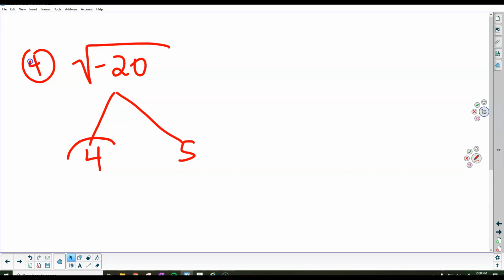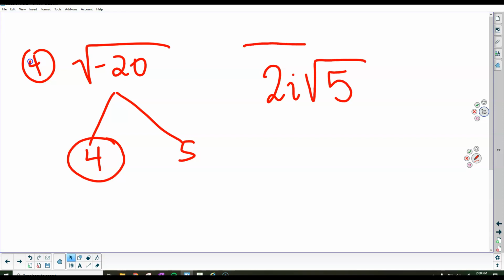4 is perfect. We're going to yank that 4 out by its root. What's the root of 4? 2. Yes. But remember, it's a negative 20, so you have to take an i out at the same time. So this simplifies to 2i root 5. Any questions on that?